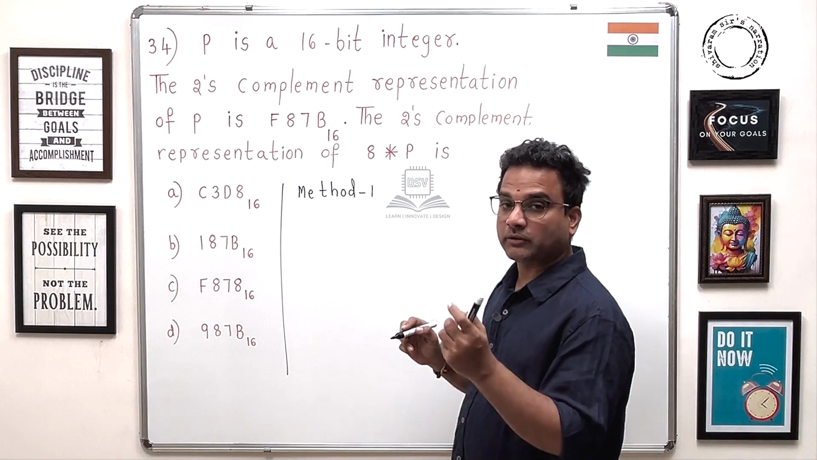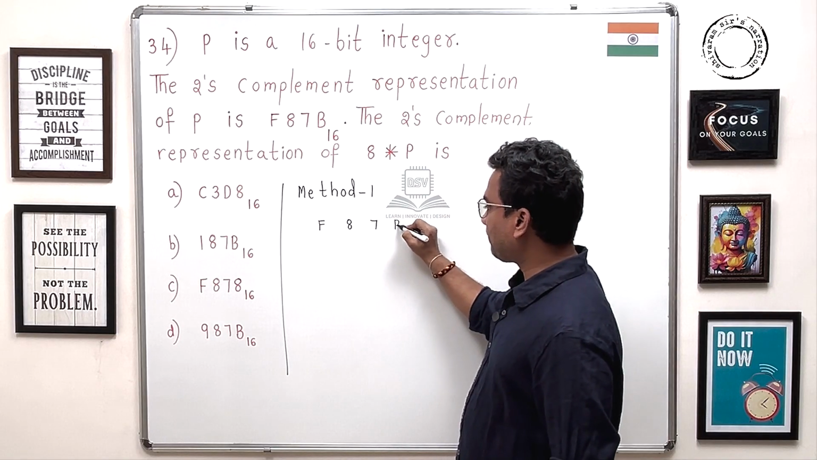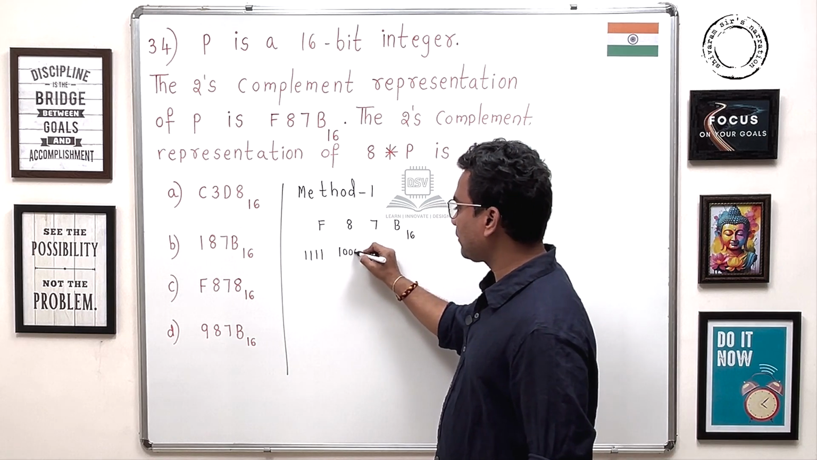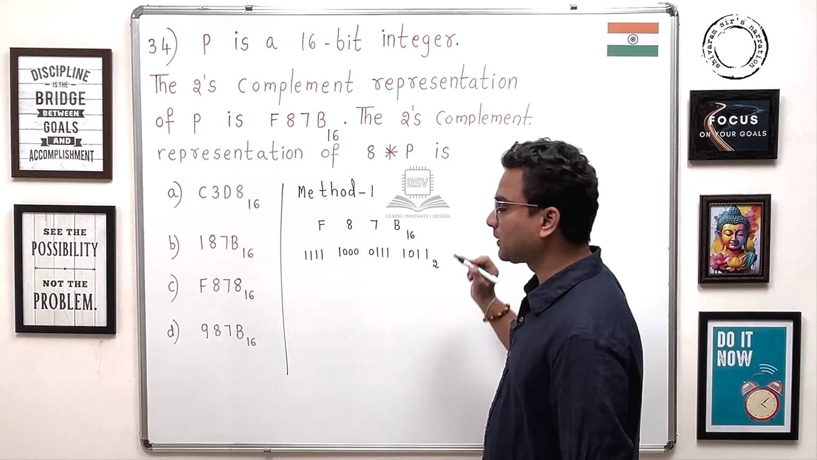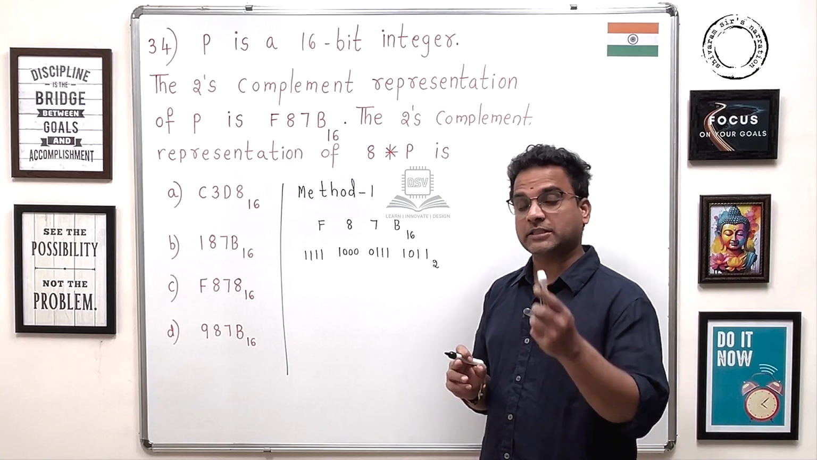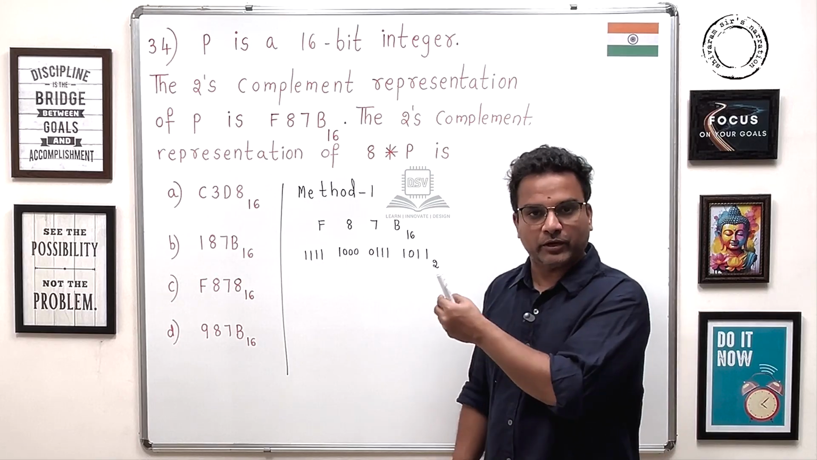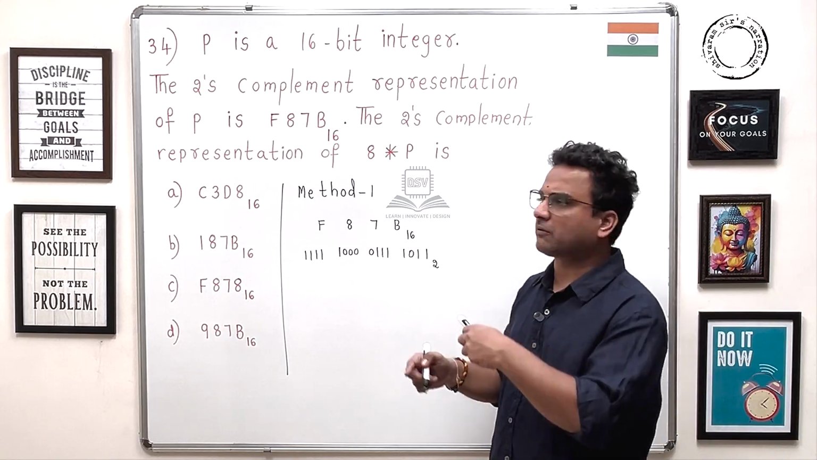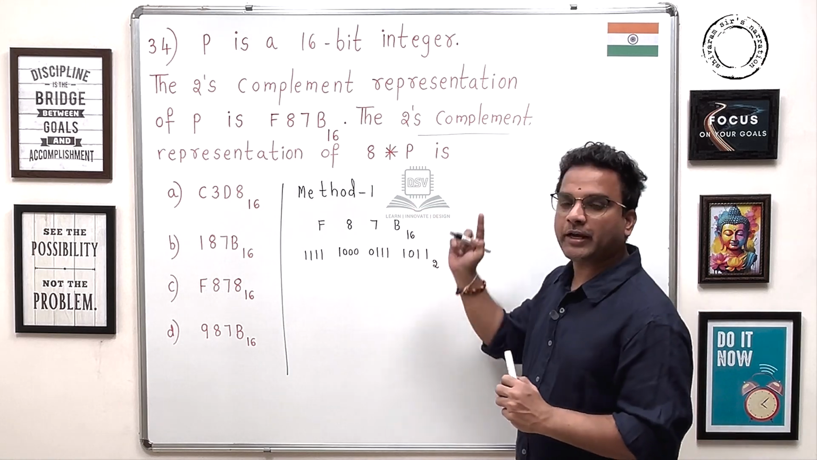Now let's find out the binary representation. If it is F87B, the binary representation is 1111 1000 0111 1011. This is the 2's complement representation in binary sequence. Guys, how to find out the decimal value of this? Because you need to do 8 into P now. If you have the P value in decimal, then you can multiply and tell the decimal value. Of course, again we will convert into 2's complement. Anyway, he is asking the 2's complement representation of 8 into P.